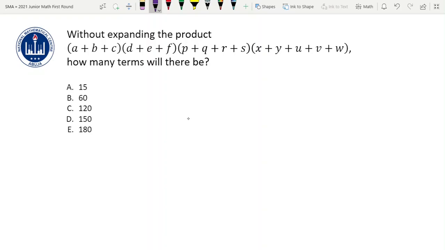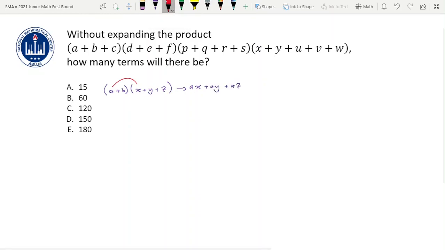Let's say we're asked to expand the product (a + b)(x + y + z). When expanding this, a multiplies by x to give ax, a multiplies by y to give ay, and a multiplies by z to give az. Also, b multiplies by x, y, and z, giving bx, by, and bz respectively. So that's what you get when you expand this.